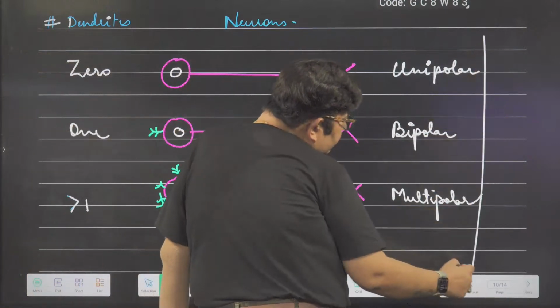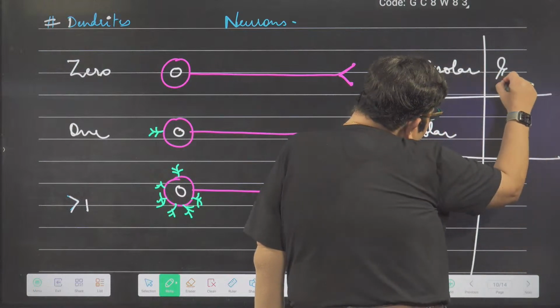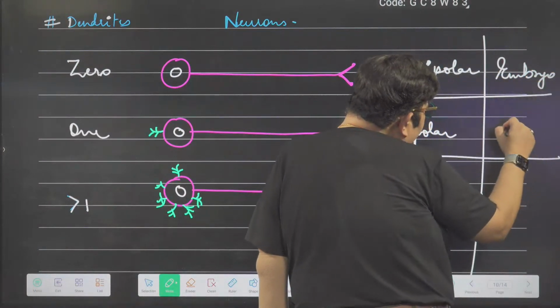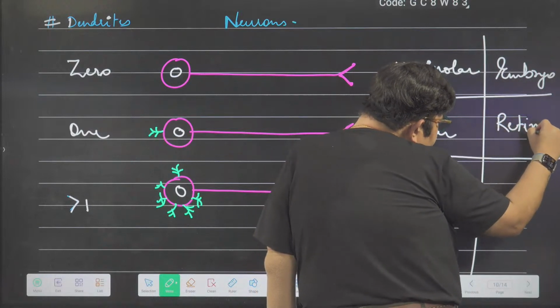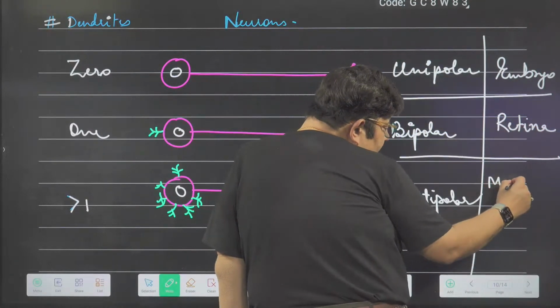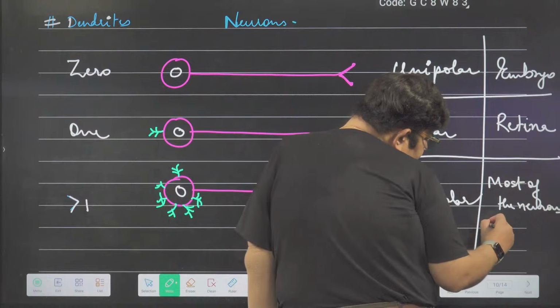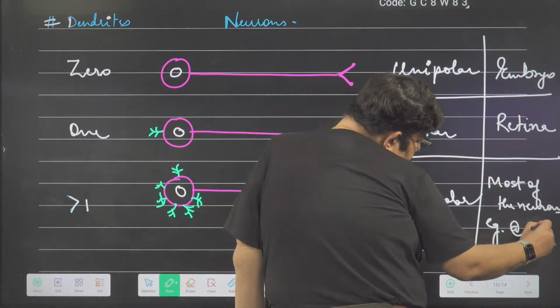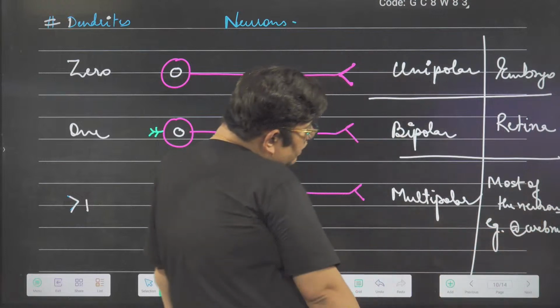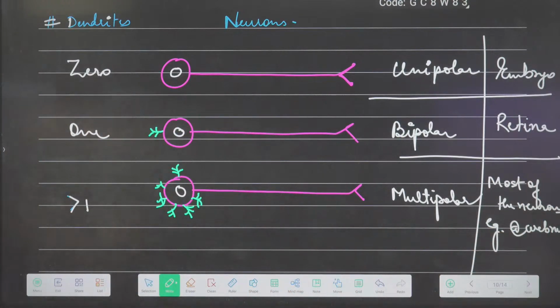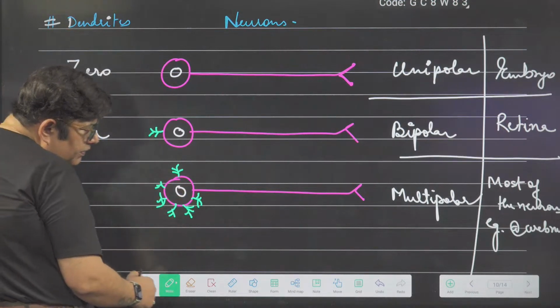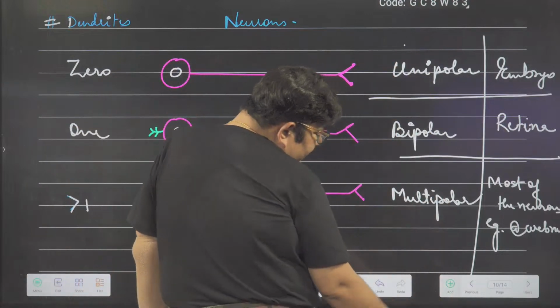Unipolar, bipolar, multipolar. Unipolar are found in the embryonic stage. Bipolar, in the middle layer of the retina. Multipolar, most of the neurons, for example, we have at the cerebrum. Most of the neurons in the human body are multipolar, having many dendrites and one axon. Please understand, this is the most common type of neurons.